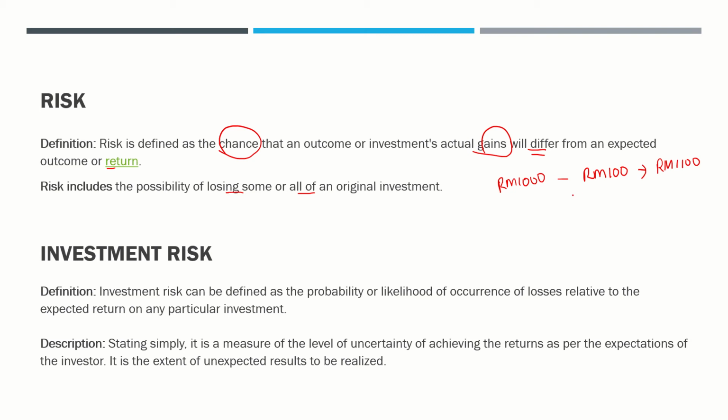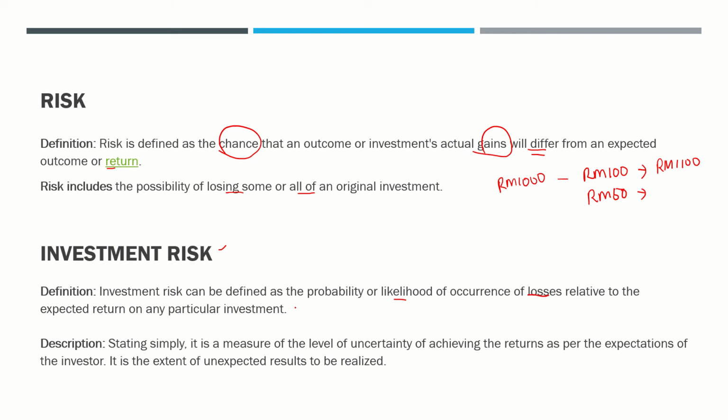But eventually, the market is not doing so good. Instead of getting 100, you're only getting 50 ringgit. So basically, the differences is the risk. The risk that you are not getting what you expected to get. Okay, so investment risk. Investment risk can be defined as the probability or likelihood, chances of occurrence of losses relative to the expected return of any particular investment.